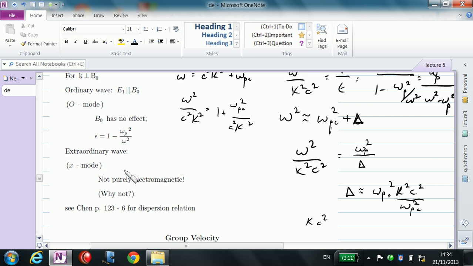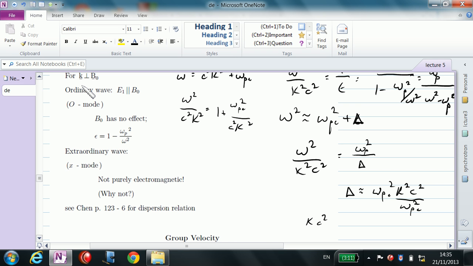For the extraordinary mode, again, K is perpendicular to B now. For circularly polarized modes, K was parallel to B. But now we're talking K perpendicular to B. So it's the same situation, different direction for the K vector. The extraordinary wave is not purely electromagnetic.